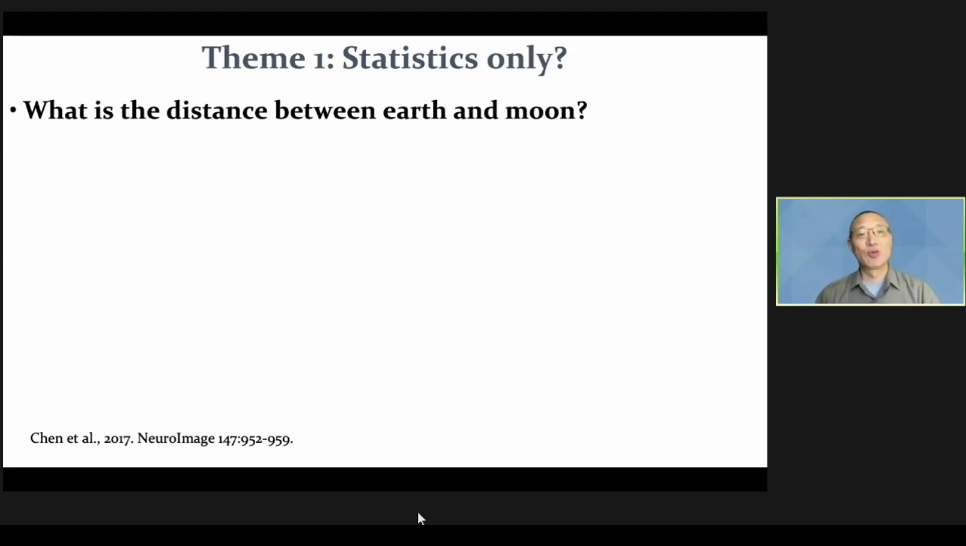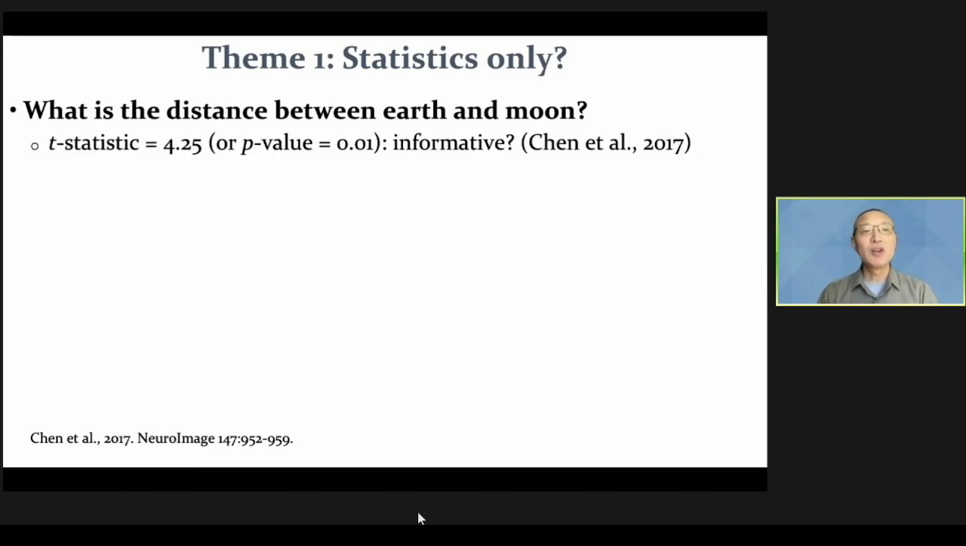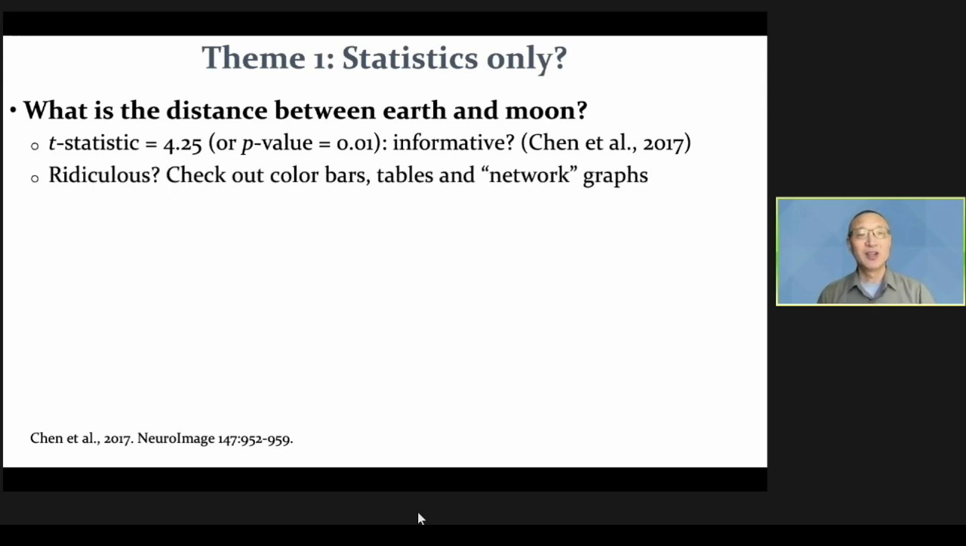Let me ask a question. What is the distance between Earth and Moon? If I answer that question with a t-statistic value of 4.25 or p-value of 0.01, would you be satisfied? If you consider that ridiculous, just examine the results in the literature, attend presentations or poster sessions. You know what I'm talking about.